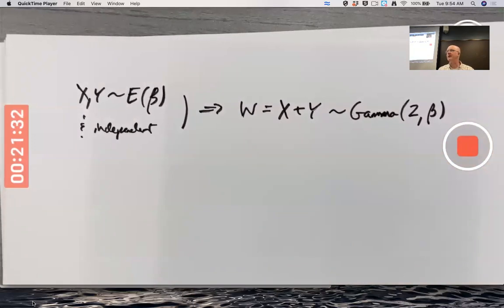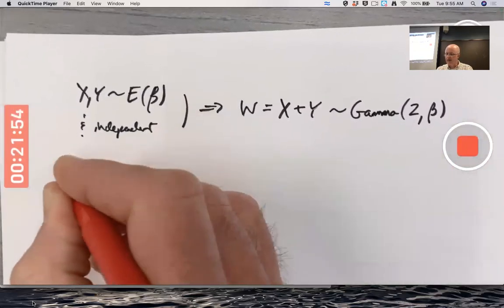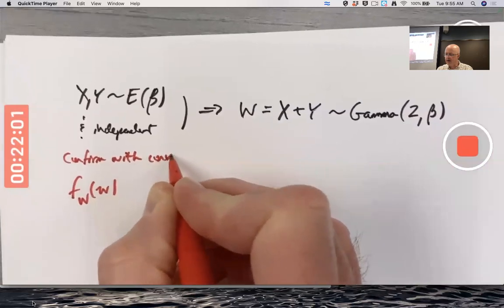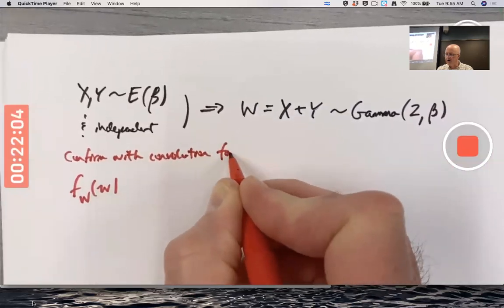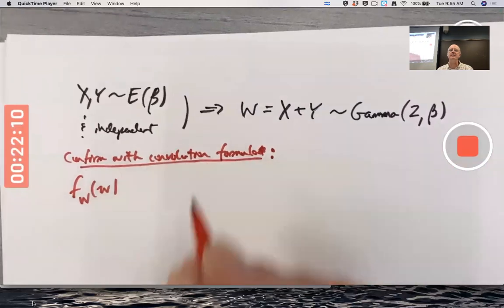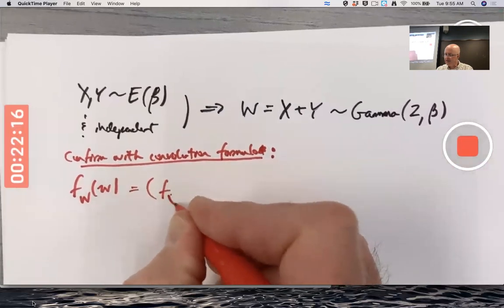Confirming this with the convolution formula is another way to do it. And it's easier than the double integral method, though not necessarily easier than the moment generating function method. So how to do that? Confirm with the convolution formula is what we're trying to do here. And by the way, of course, exponential random variables are non-negative, so we can use this formula. I can use the convolution symbol, the star symbol, if I like.